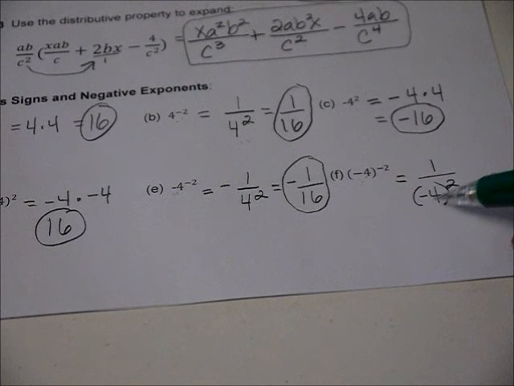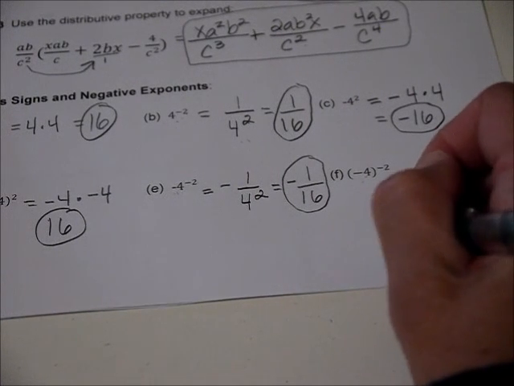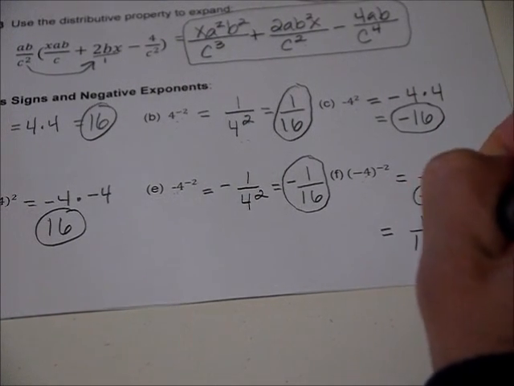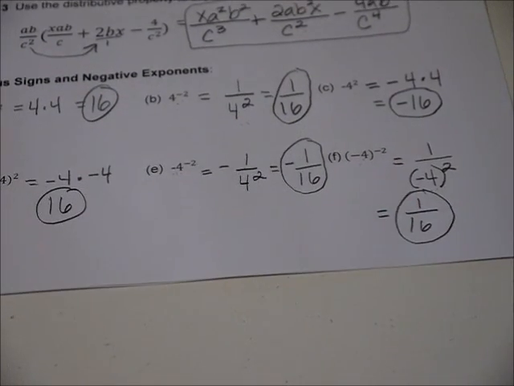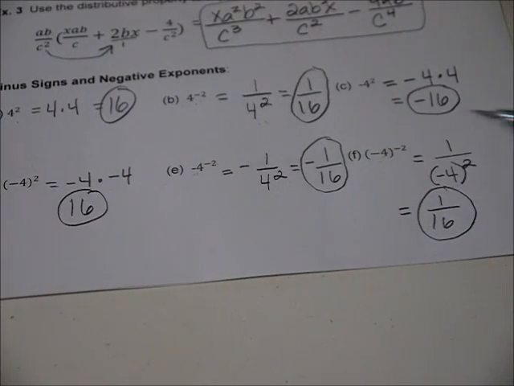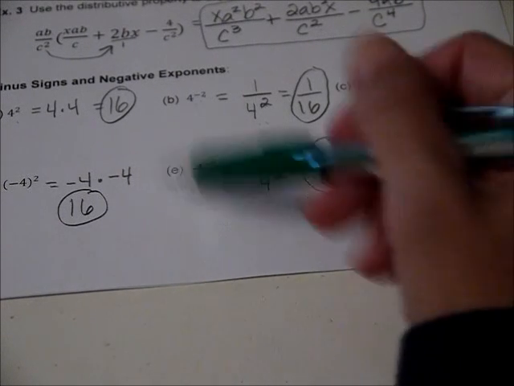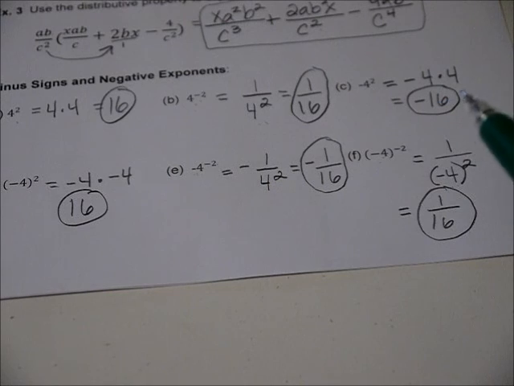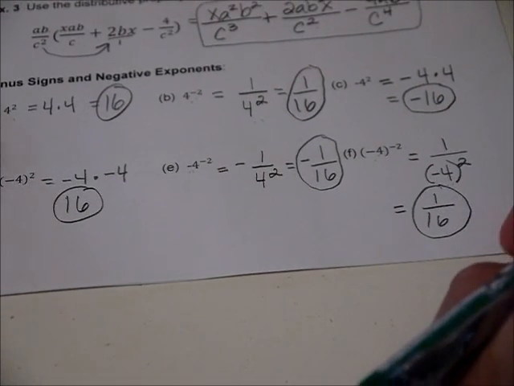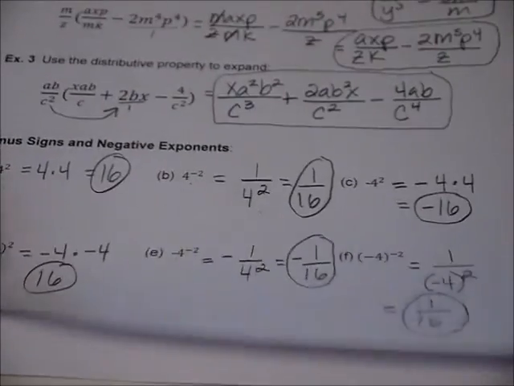And negative 4 squared means negative 4 times negative 4, which is a positive 16. So really study these and try to understand this, because it's going to keep coming up, and it's going to get frustrating if you keep making mistakes on those. Make sure that you've got that solid.